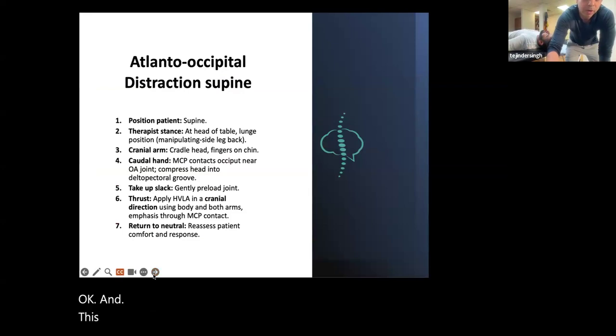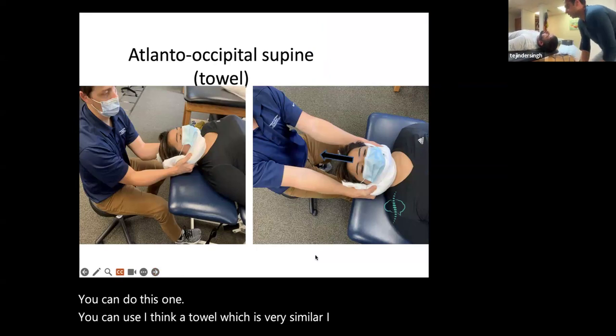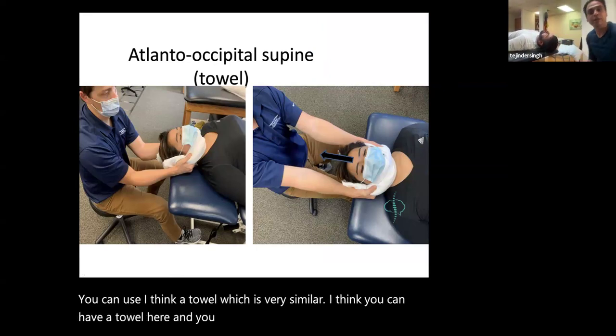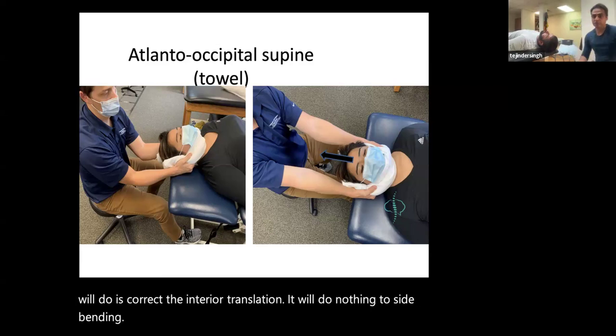This is atlanto-occipital distraction. You can use a towel, which is very similar. This is very generalized. All it will do is correct the anterior translation. It will do nothing to side bending. Distraction force is upwards, yes.